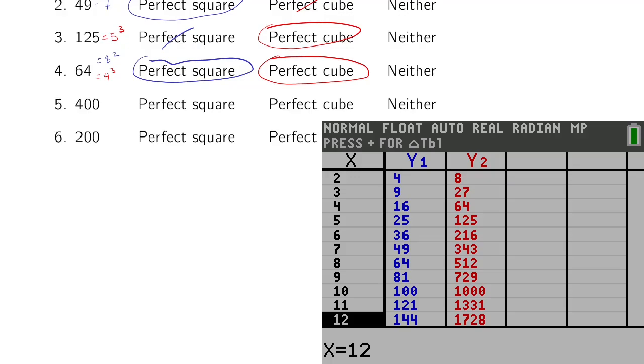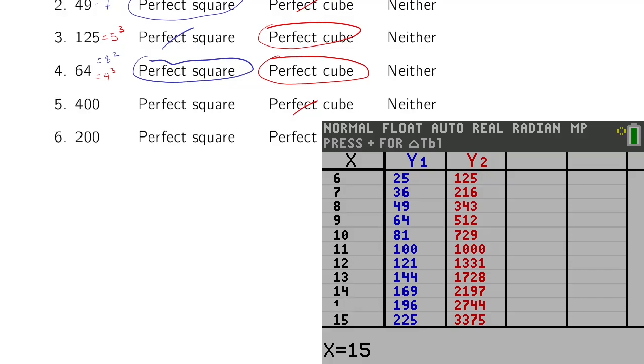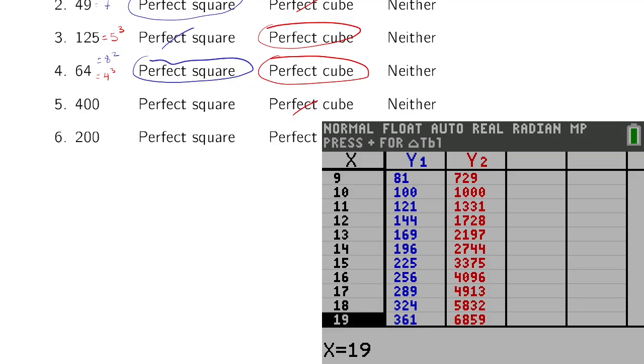Okay, how about 400? Right, 400 is between 243 and 512. So it's not a perfect cube. To see if it's a perfect square, well, it's more than 144. So I need to keep scrolling down. Oh, yeah, there it is. 400 is 20 squared. It is a perfect square.